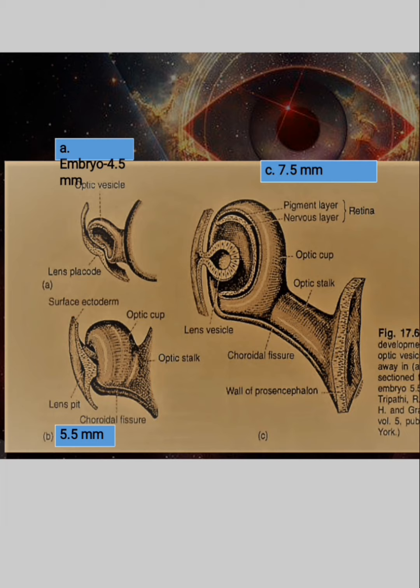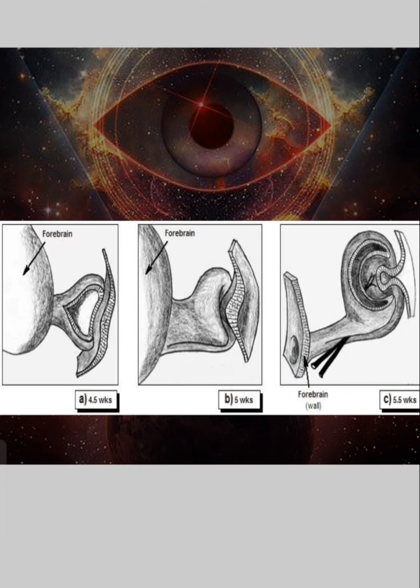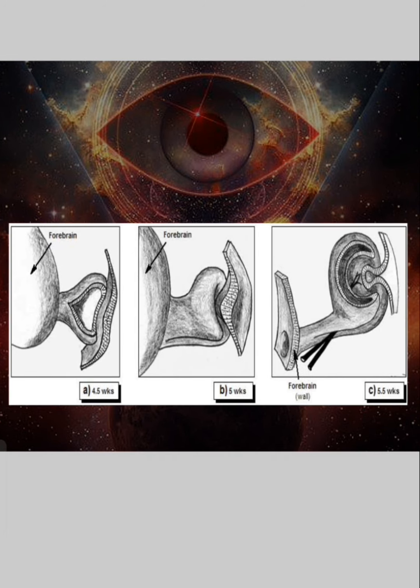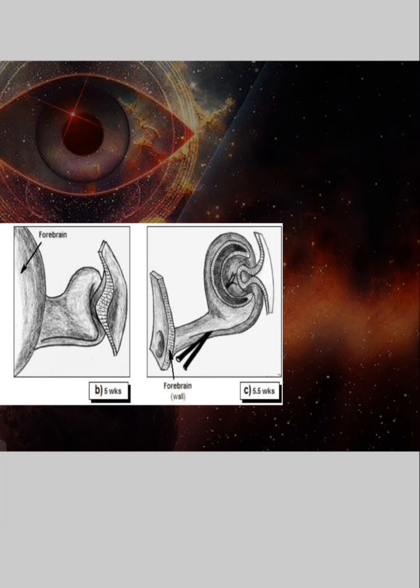It means variable growth. The superior and the lateral parts grow more than the inferior part. It gives rise to the formation of choroidal fissure. This picture is again about the formation of lens placode, lens pit, and the lens vesicle. So the lens placode appears at the gestational age of 4.5 weeks. Lens pit appears at 5 weeks and lens vesicle forms at 5.5 weeks.